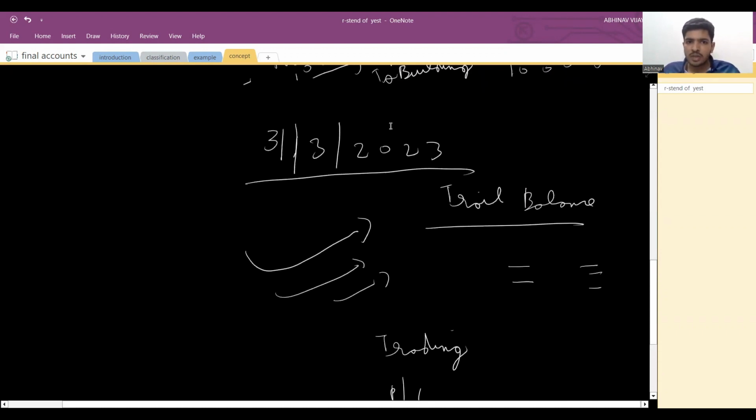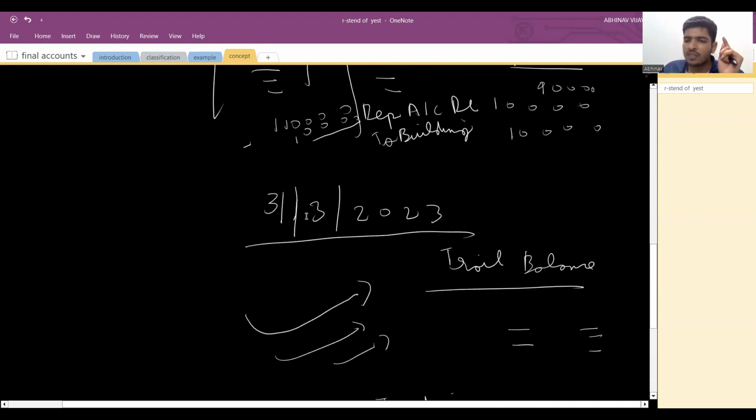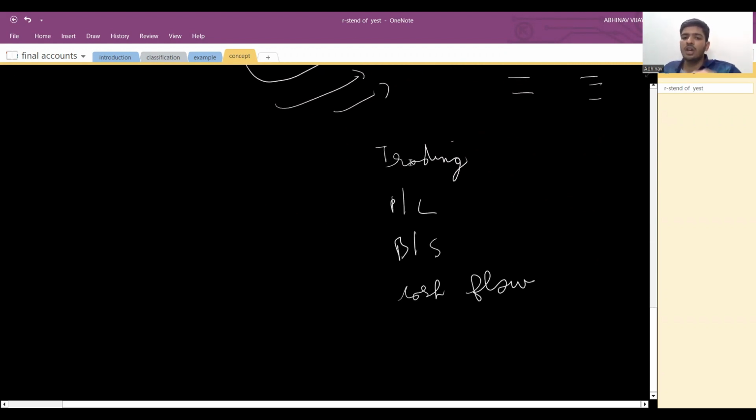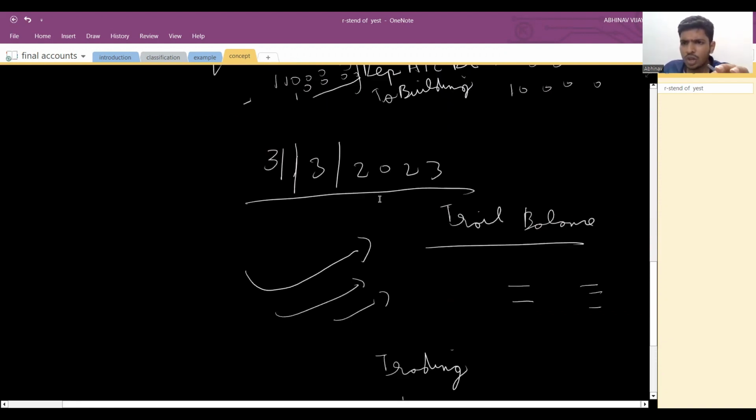But my question is this: they say you have to close the accounts on this date. So is it possible to close those lakhs of accounts on this day, then prepare trading, P&L, balance sheet, cash flow and other things on a single day? They say on the 31st you have to close. So by the end of the 31st, you have to close the accounts, prepare all those things and give all these statements to the management. That is the job of accountancy. Is it possible? No, it's not.